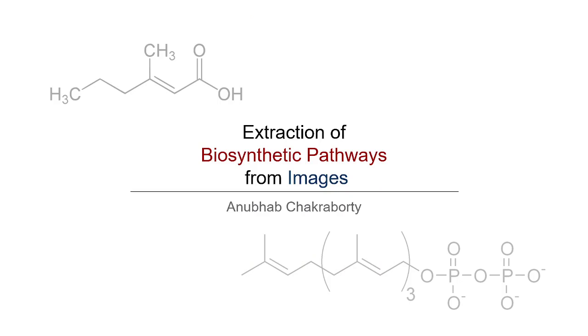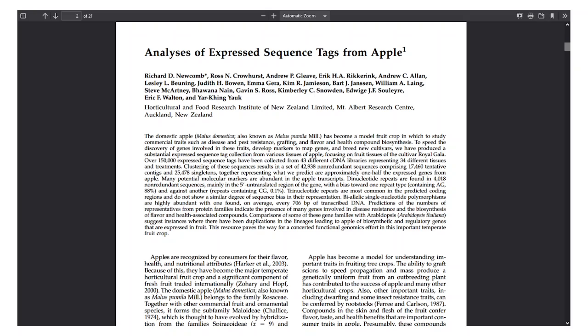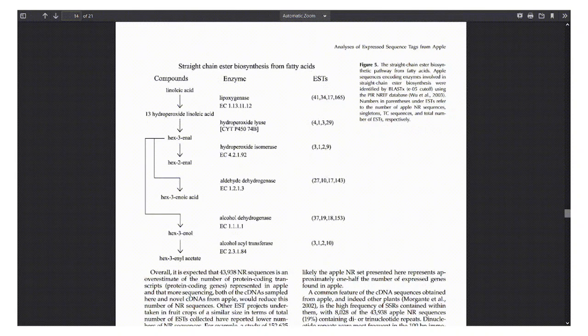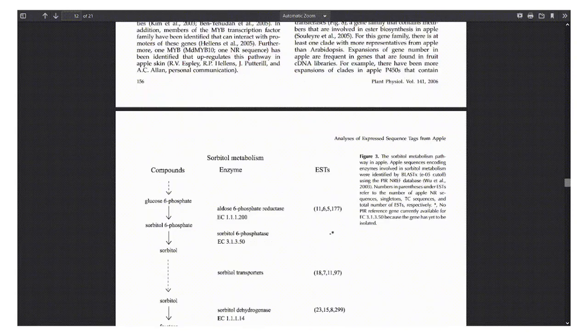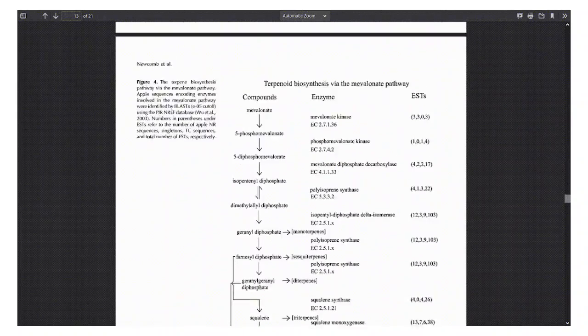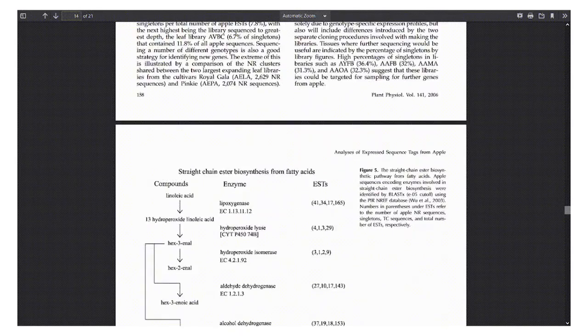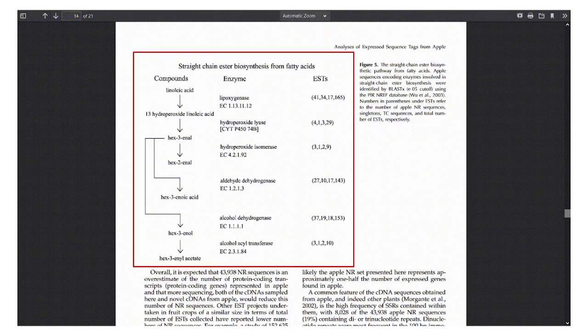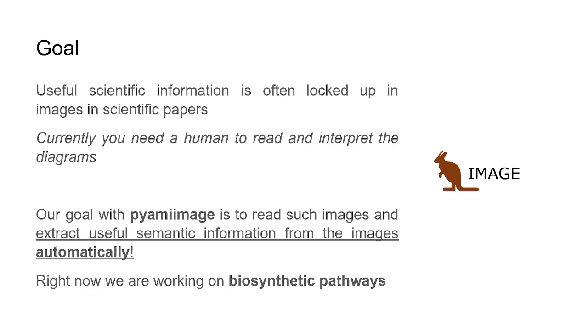Hello everyone, I'm Anubhab, and in this video we are going to talk about extracting biosynthetic pathways automatically from images in scientific literature. Biosynthetic pathway diagrams can often be found in scientific papers studying how certain chemicals are synthesized by enzymes inside biological systems. They are often multi-step and may feature several branches, as you can see in this image. Our goal is to take this image here and automatically extract semantic information from it.